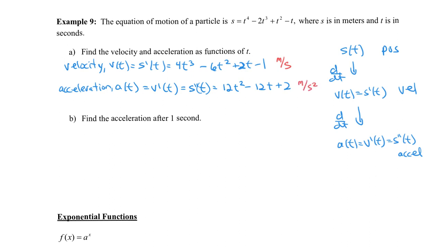Okay, so they didn't ask us for this here, but I just want us to keep in mind units are important. So the acceleration after 1 second, we got the acceleration formula. Acceleration at time t is 12t squared minus 12t plus 2. So after 1 second, it's going to be 12 minus 12 plus 2, or in other words, 2 meters per second squared.